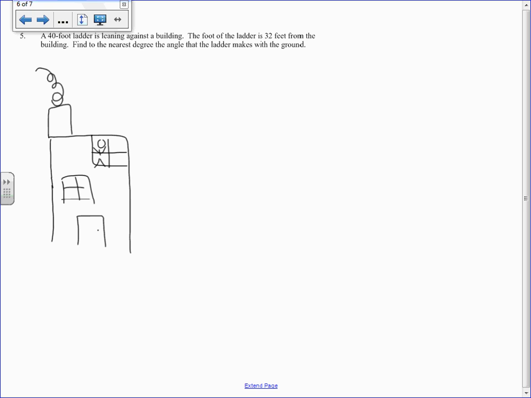Anyways, so I've got my 40-foot ladder. So here's my ladder, and it's 40 feet long. And it's leaning against the building. The foot of the ladder is 32 feet from the building. So this distance right here is going to be 32. Perfect world. So there's my right angle. I want to find to the nearest degree the angle that the ladder makes with the ground. So here's the angle that I'm looking for.